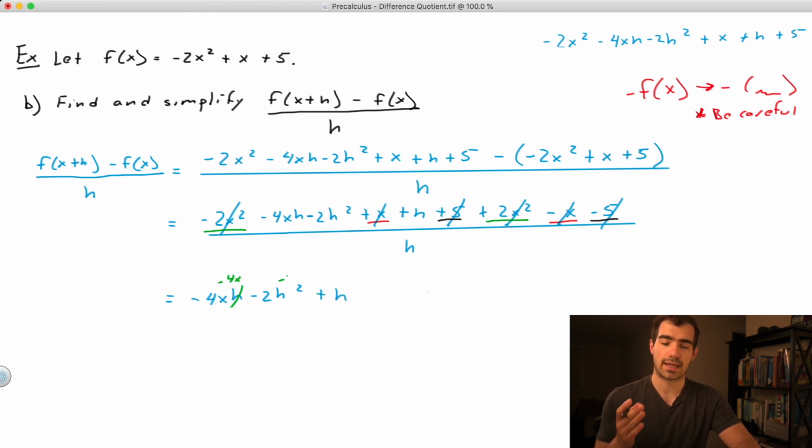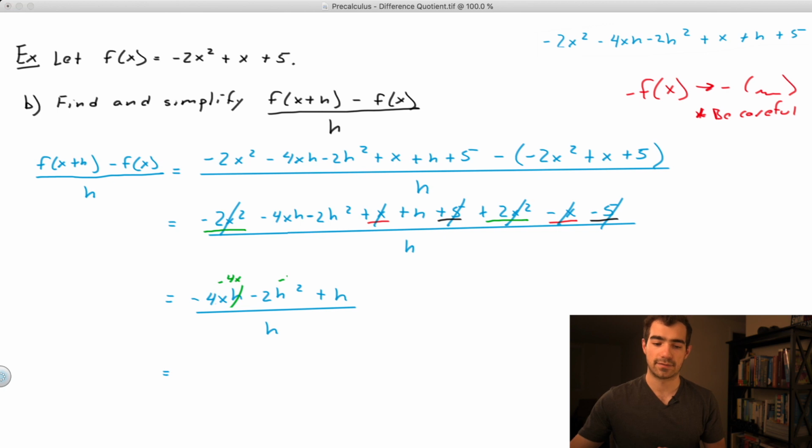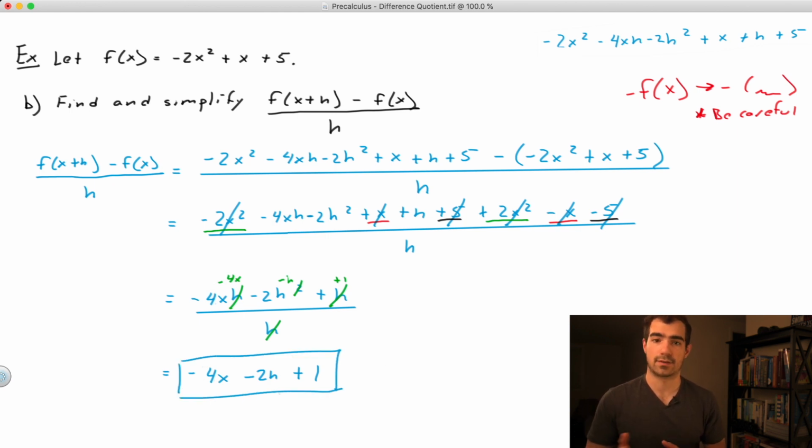And what you'll notice here is that every single one of these terms remaining has an h in it, right? And that's typically going to happen, at least for the most standard examples of this, because remember, we still have that denominator of h, so we're still dividing this entire expression by h, and that's going to allow us to cancel that term out. And so if we cancel out an h from each of these, we'll pull an h from this expression. Instead of h squared, we'll get rid of one of those, so we'll just have an h, and then an h from here, leaving us with minus 4x minus 2h and plus 1. And so when we simplify this all the way, we'll have negative 4x minus 2h plus 1. And this would be our final answer for the difference quotient.